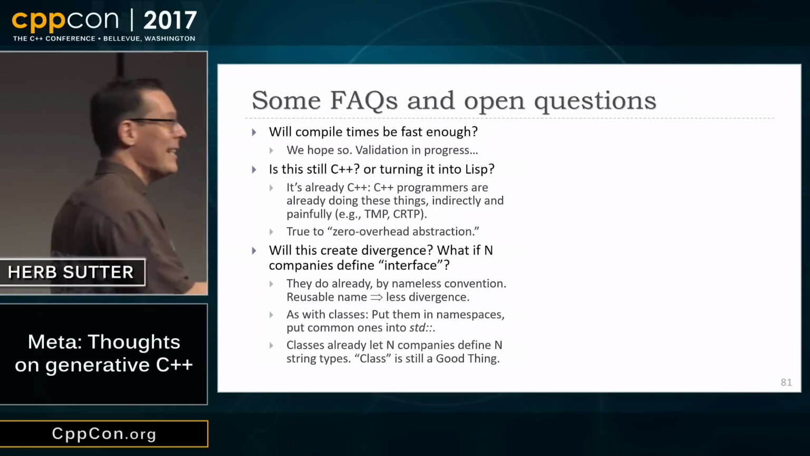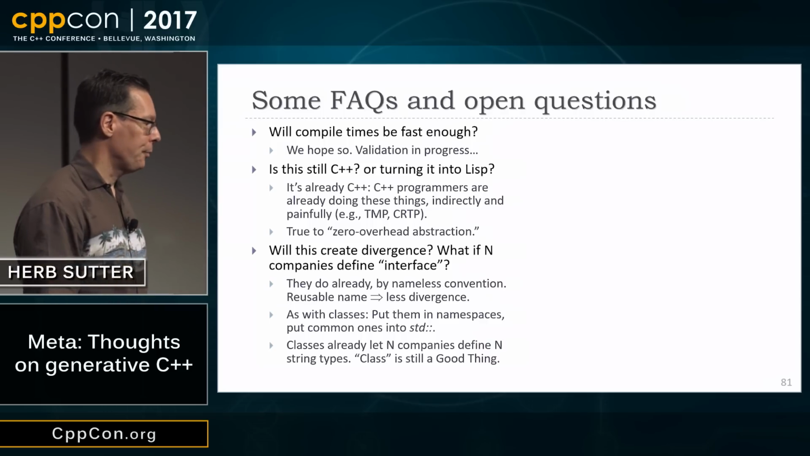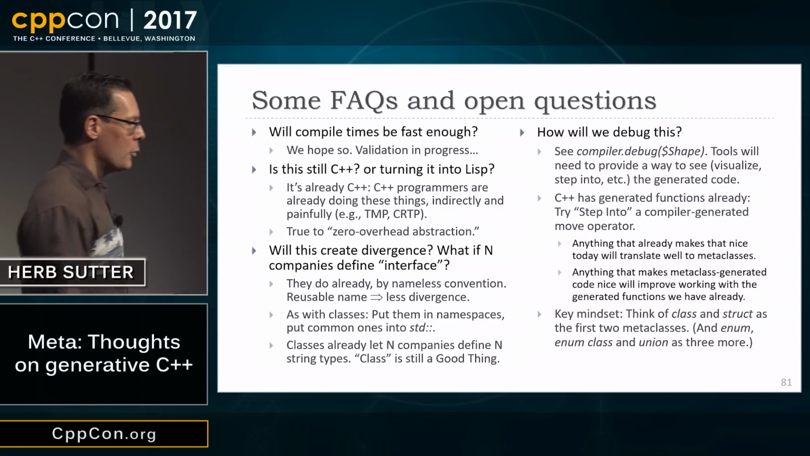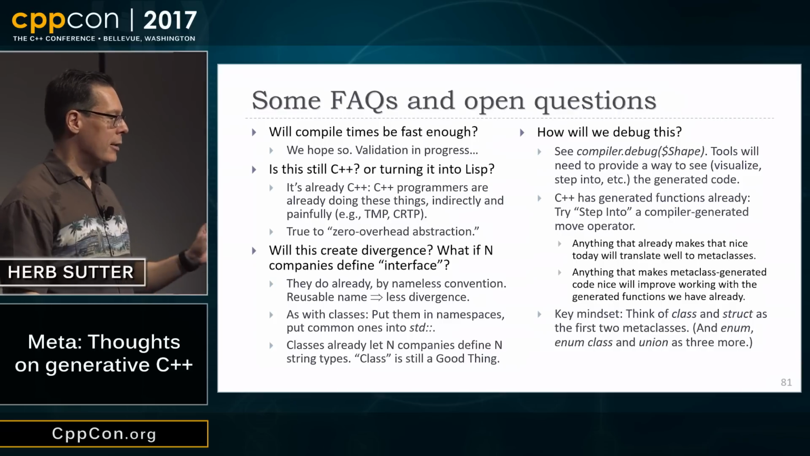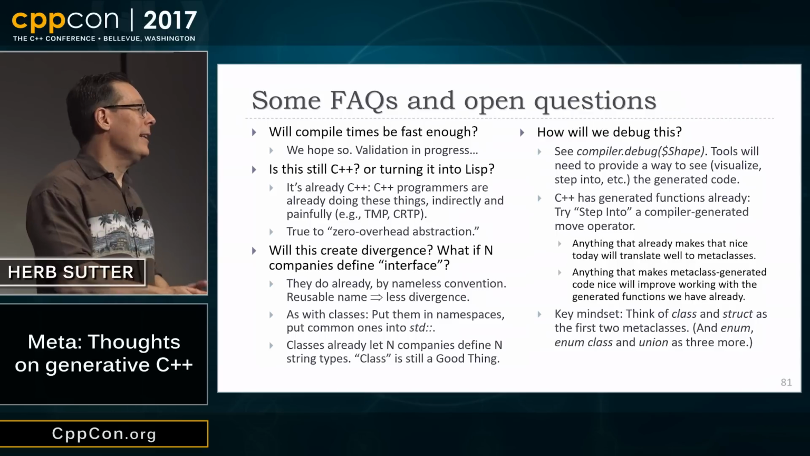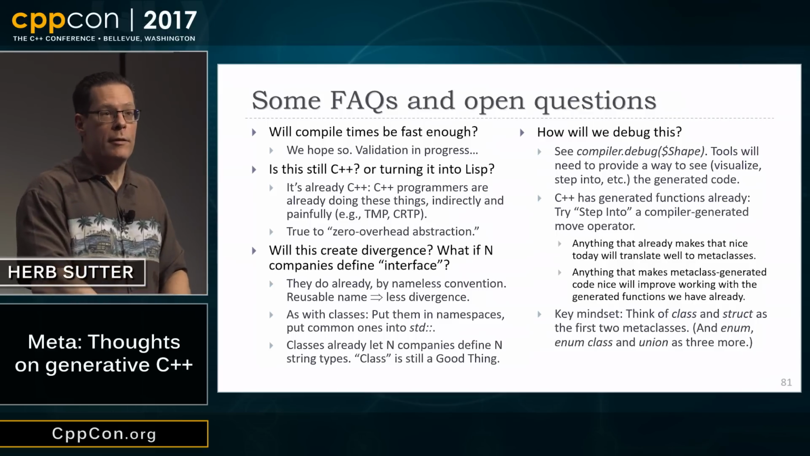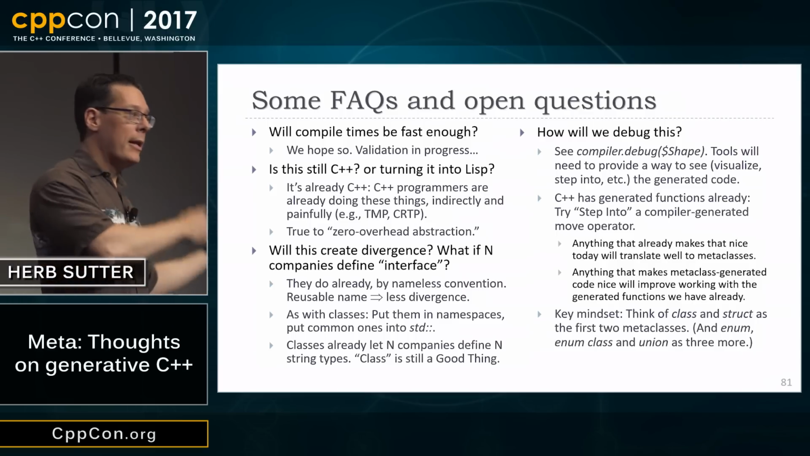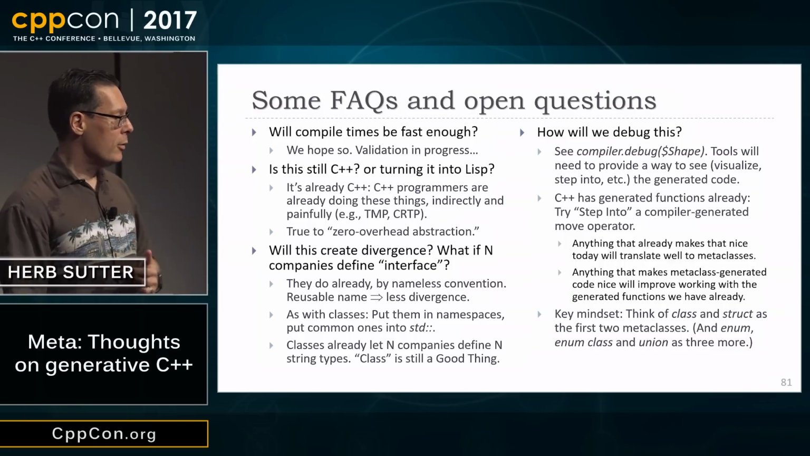So a metaclass is another encapsulation. And how will we debug this? Well, I said in the example, see the compiler debug shape. Yes, we already have generated functions. We already need support for step into generated function. Anything we do for metaclasses will directly help those existing uses we already have.